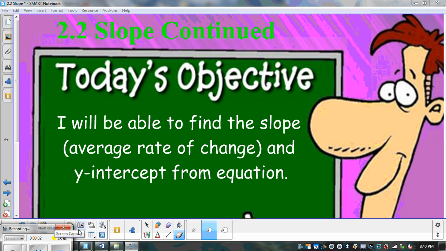Today we're going to begin our adventure with looking at slopes. Your objective that you are writing down today is that I will be able to find the slope, which can also be called the average rate of change, and we'll be able to find the y-intercept from an equation. So our two goals are to be able to find the slope and the y-intercepts from equations. Once you have your title and objective down, go ahead and move to the next slide.